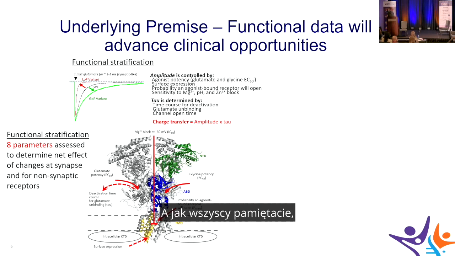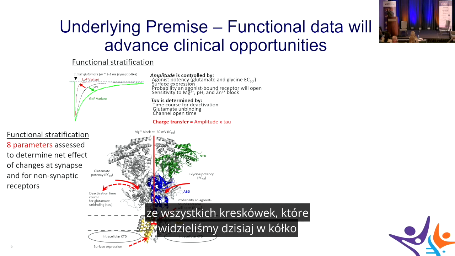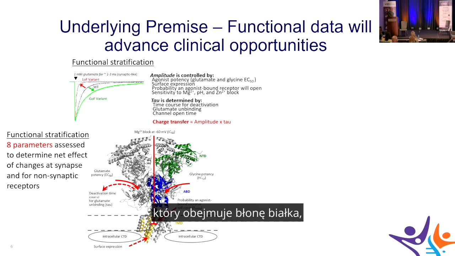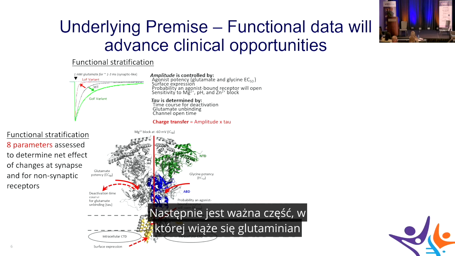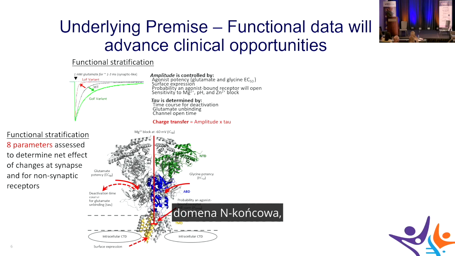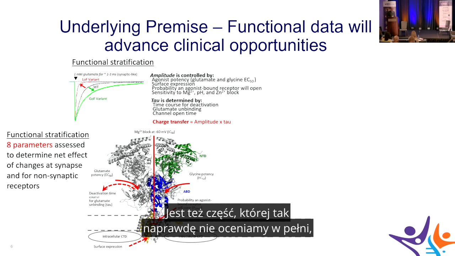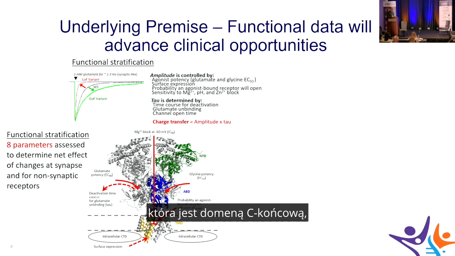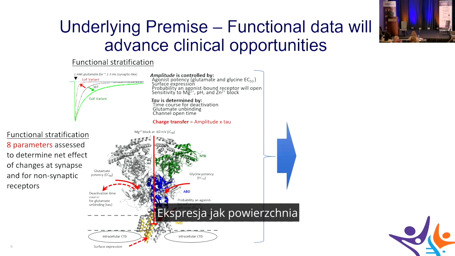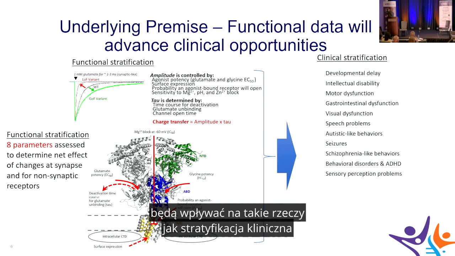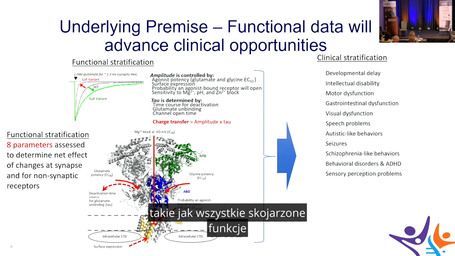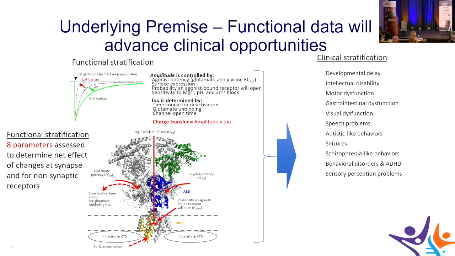And as you all remember, of all the cartoons that we've seen over and over today, there's this part that spans the membrane of the protein. Then there's an important part where the glutamate binds, and this other part on the outside that senses what's going on in the synaptic cleft, the N-terminal domain, and then, of course, the pore through the membrane. And then there's a part that we really don't fully assess, which is the C-terminal domain, but it is going to clearly influence things like surface expression, as well as regulation of the channel. And of course, all of these things we think are going to influence clinical stratification, such as all of the features that are associated with your GRIN disorder.